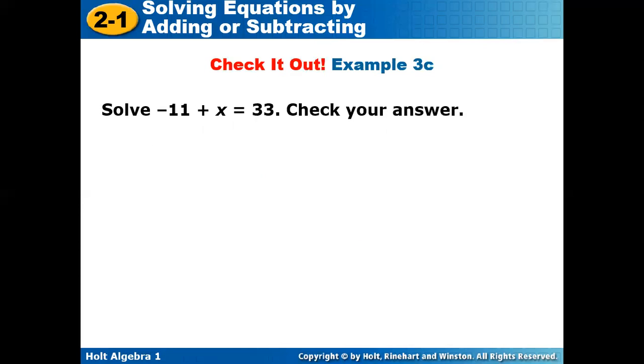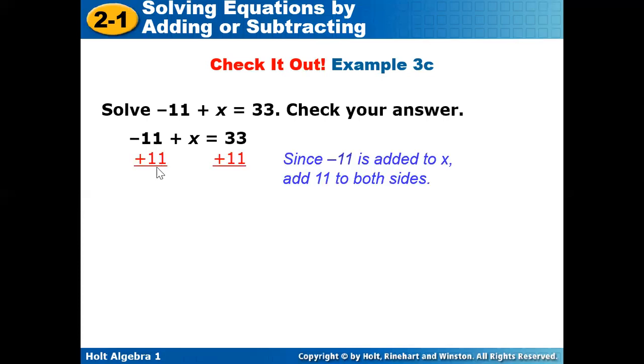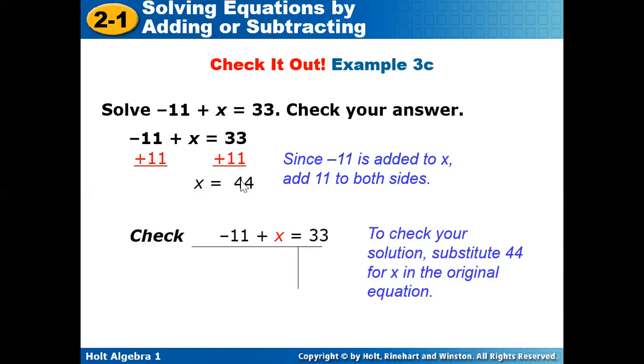Same thing here. Since we are adding a negative number to x, we are going to do the opposite of a negative, which is a positive. So we're going to add 11 to both sides. These cancel out. 33 plus 11 does indeed equal 44. And as always, you can plug it back in and check.